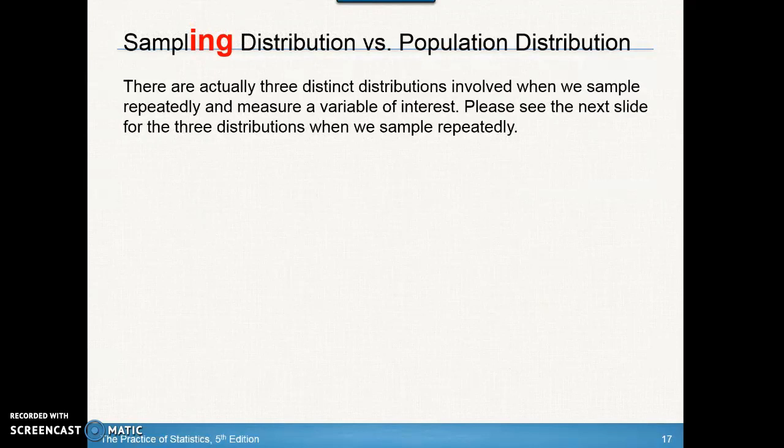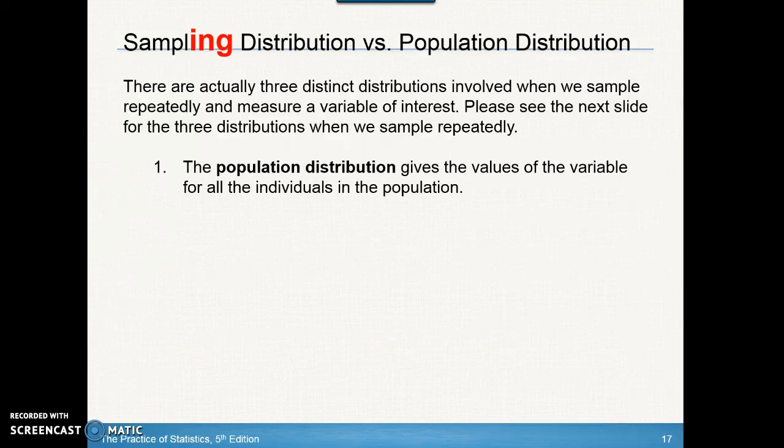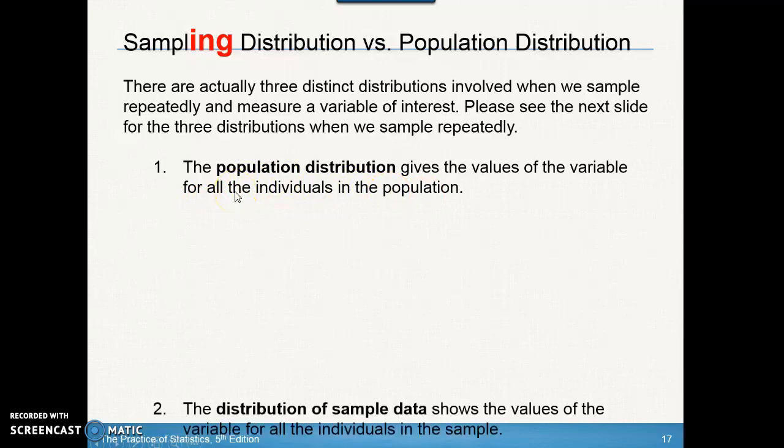Okay, so there are actually 3 distinct distributions involved when we sample repeatedly and measure a variable of interest. Okay, now the next slide is going to take a look at the 3 distributions when we sample repeatedly. So that's when I say when we sample repeatedly, that's just talking about I did 10 different p-hats, okay, that's repeated sampling. The population distribution gives the values of the variable for all the individuals in the population, okay, and we'll talk about this on the next slide.